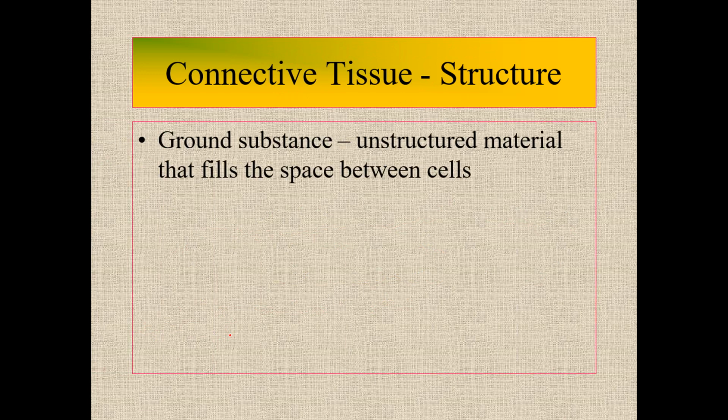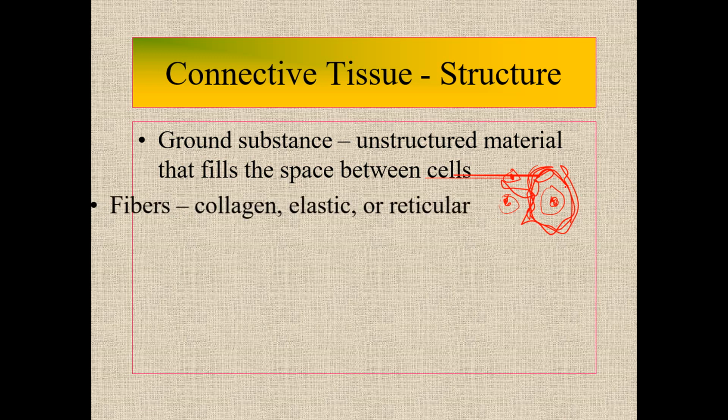So here we have this basic definition of ground substance, this unstructured material that fills the space between cells. Probably the best example is if you think of hyaline cartilage, that you're going to have these lacunae and the chondrocytes inside. And then everything in between, that purplish, that is just going to be this unstructured material. It is made up of some things, and we're going to talk about that.